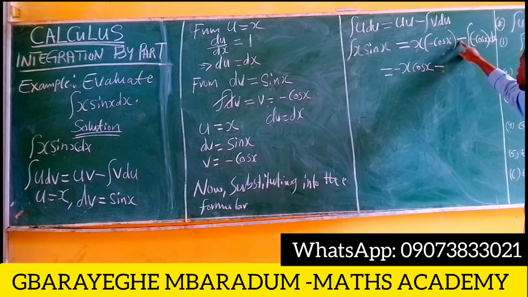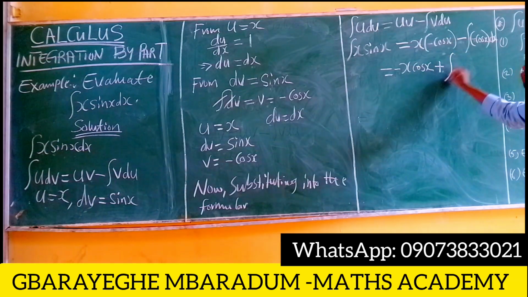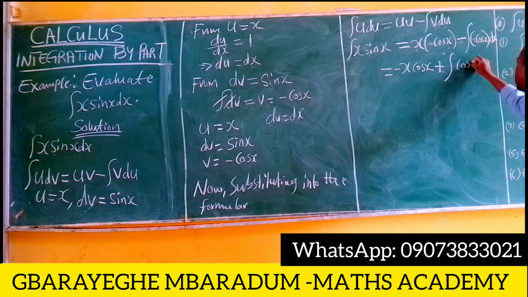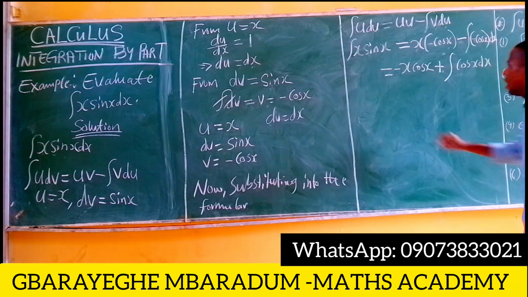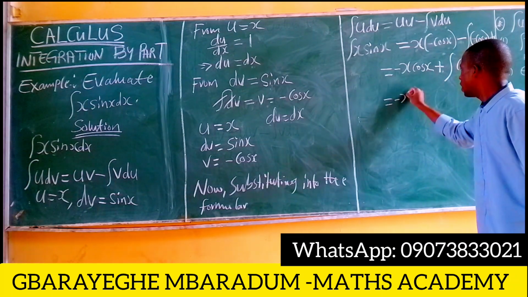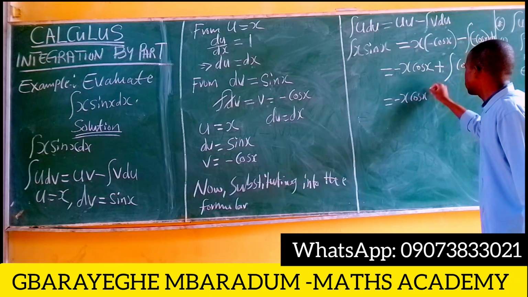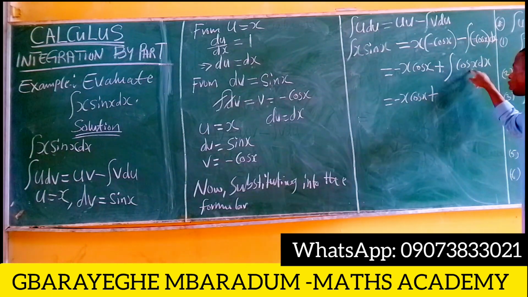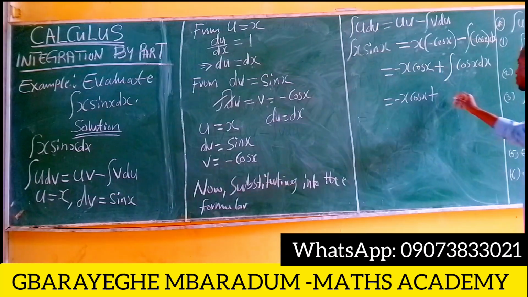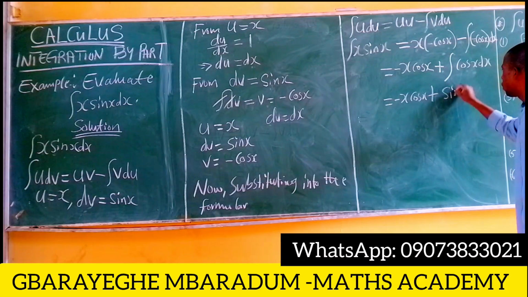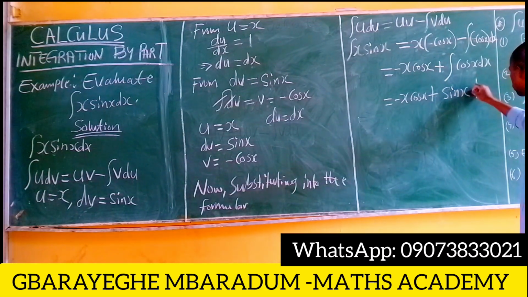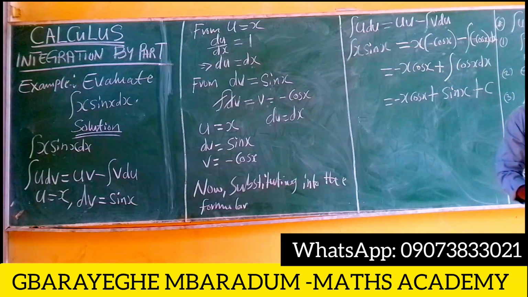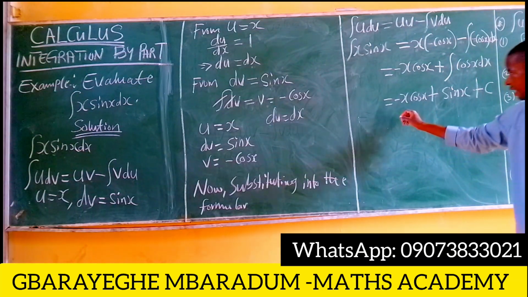Now, minus times minus, there is minus here. Times this minus, you bring out this minus here, you are going to become plus, right? Now, the integral of cos x dx. Now, this implies that we have minus x cos x. Now, plus, if you integrate cos x, you are going to have sin x plus C, which is the constant of integration. And this is our final answer.